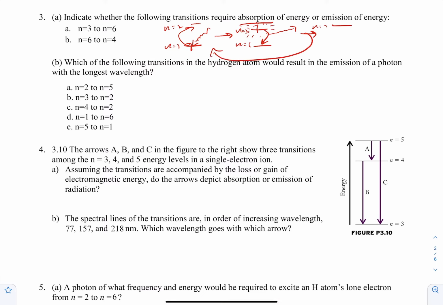So when we're absorbing energy, we go up in n shells. When we emit energy, we go down in n shells. So here we're going up, so that must be absorption. And here we're going down, so that must be emission.